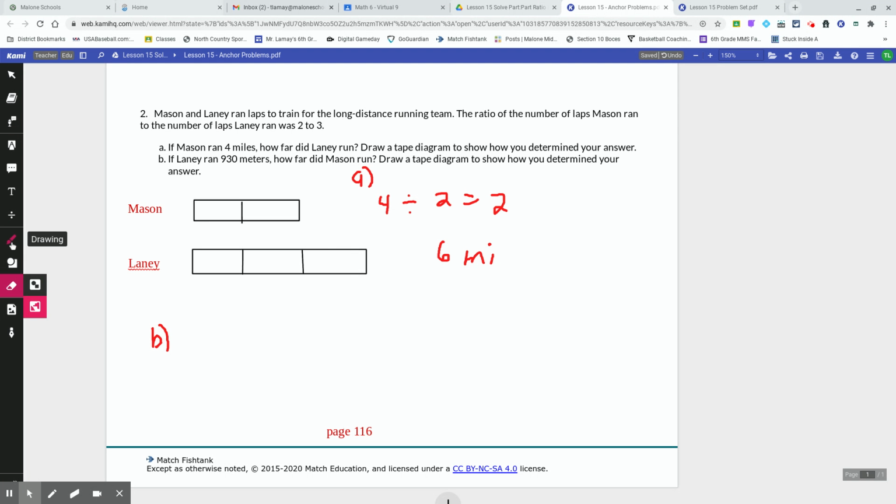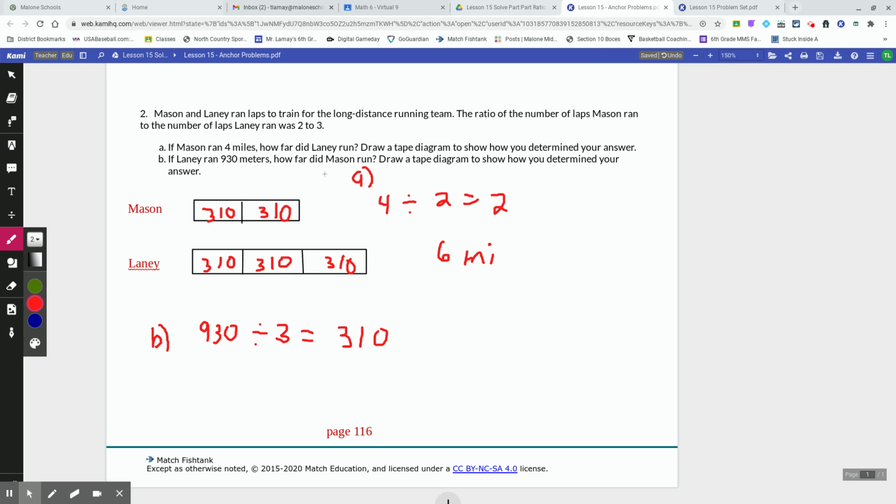All right, so here's the key. We have to figure out how much is going to go in each box. It says Laney ran a total of 930 meters, but we got to split it up into 3 parts. So we're going to go 930. We got to divide that by 3, because Laney has 3 blocks here. So if I divide that, it's going to be 310. So each one is going to be 310. Now, once you find that out, remember it's going to be the same thing for Mason. Mason's also going to have 310 in each of his blocks.